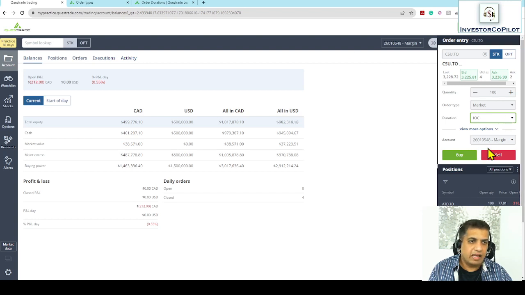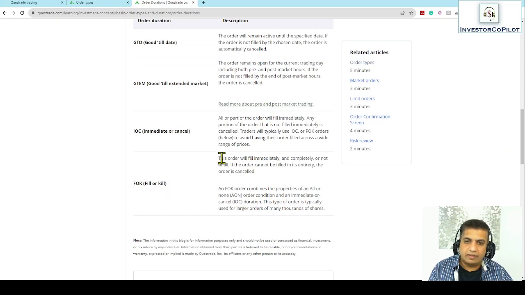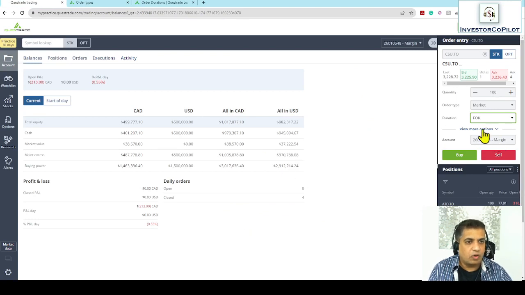We also have the FOK, basically fill or kill order. Okay, this order will fill immediately and completely or not at all. If the order cannot be filled in its entirety, the order is cancelled. An FOK order combines all the properties of the all or none order condition and an immediate or cancel duration. This type of order is typically used for larger orders of many thousands of shares. Okay, so that is all about order durations. We covered order types as well.